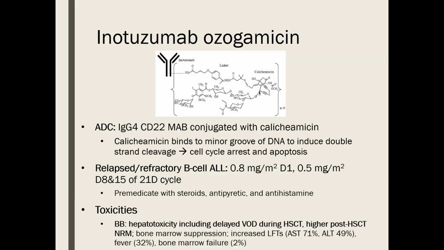Black box warnings, again, for hepatotoxicity, including delayed veno-occlusive disease during stem cell transplantation. So folks who have received inotuzumab historically are at a higher rate of that VOD that we've talked about. They also have a higher post-stem cell transplant non-relapse mortality that was demonstrated in clinical trials. And they have a significantly higher risk for things like increased LFTs and bone marrow failure, which are all, of course, big considerations for this relapsed refractory B-cell ALL population.